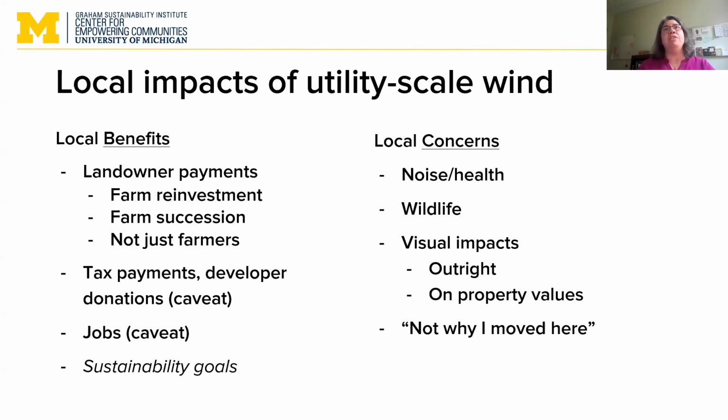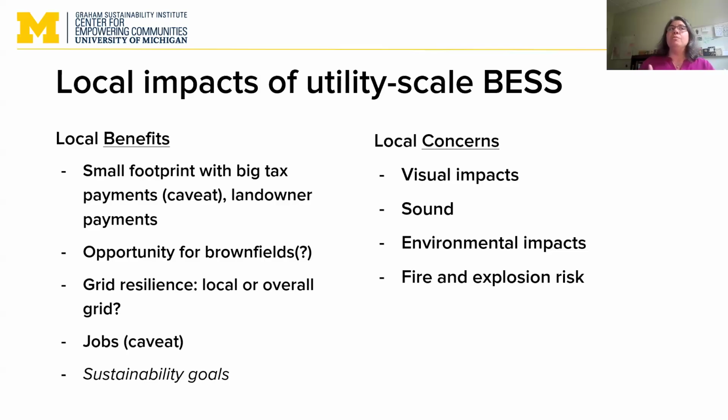And then finally, on battery energy storage, in terms of the local benefits, the footprint of a battery energy storage facility is a lot smaller than either of those technologies, whether you're measuring that on a megawatt basis or just straight up. I mean, the average-scale solar farm coming to Michigan is about 1,300 acres. The average battery energy storage facility is about 7 to 15, much, much smaller. And so small footprint with potentially a big tax payment, but there's a caveat that the state is still sorting out how to tax best.